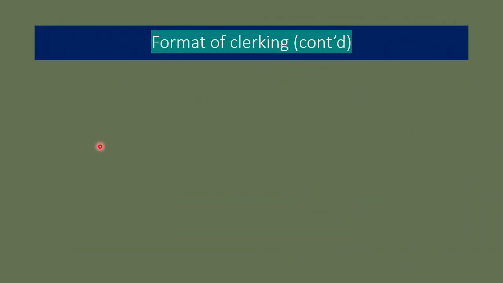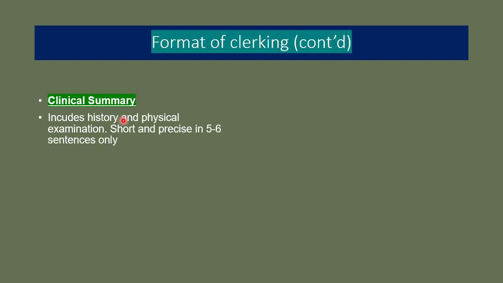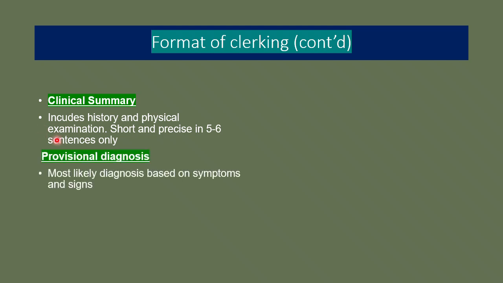After the history and examination, we continue with the formatting. We look for the clinical summary. You provide a short clinical summary which includes the important features in the history and physical examination. It should be short and precise, in about 5 to 6 sentences. From this clinical summary, you go on to provide a provisional diagnosis, which is the most likely diagnosis based on symptoms and signs in this patient.